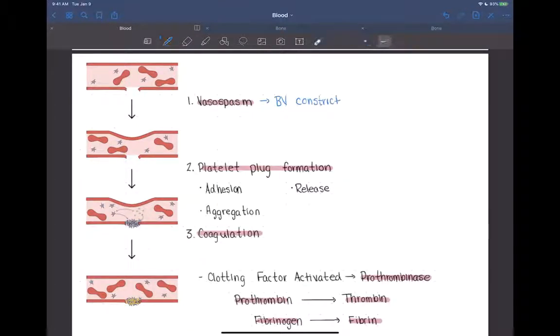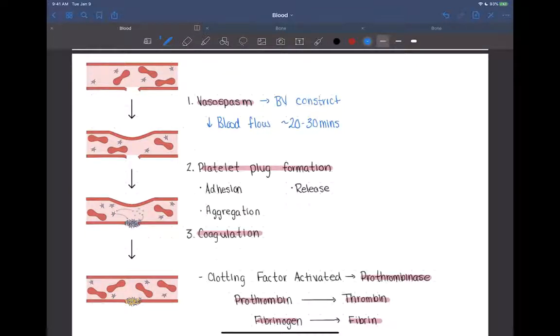Okay, and so we can see that here. We have the damage in our blood vessel, and immediately the smooth muscle of that blood vessel is going to start to squeeze and shrink the diameter of the blood vessel. And so this will decrease blood flow, and that will last for about 20 to 30 minutes. All right, so this is the initial step to mitigate the possible disaster of blood leaking out of the blood vessel.